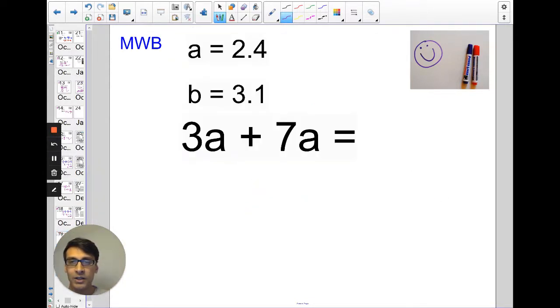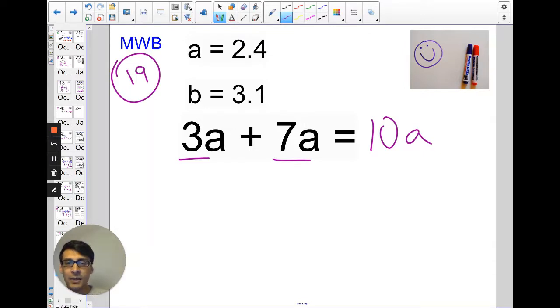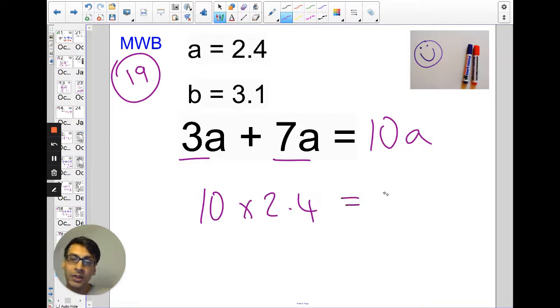Okay, question 19. This is definitely non-calculator. If you look at it carefully, there's a nice efficient way to do this. Okay, pause the video. So hopefully you have an answer now. I am now going to show you the answer. So 3a plus 7a just makes 10a. And that's what makes this question easy, because it's just 10 times 2.4, which is 24. Okay, I hope you didn't try to do 3 times 2.4, 7 times 3.1 without a calculator, because you can do it, but you don't have to do it for this question.